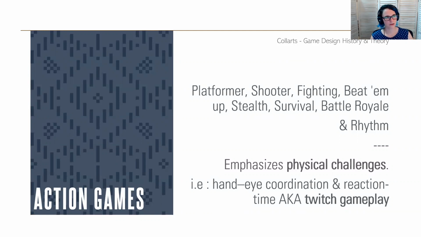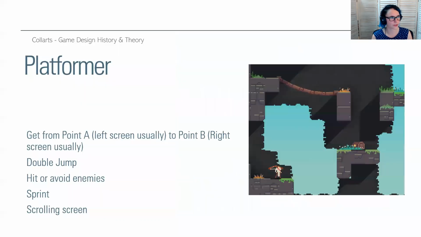So the subgenres are platformer, shooter, fighting, beat 'em up, stealth, survival, battle royale, and rhythm. And we've all talked about different types of games throughout history that have created these genres and subgenres. So here's a platformer, and this is what a platformer looks like. I don't actually know the game, but I think it's a game dev just testing stuff out.